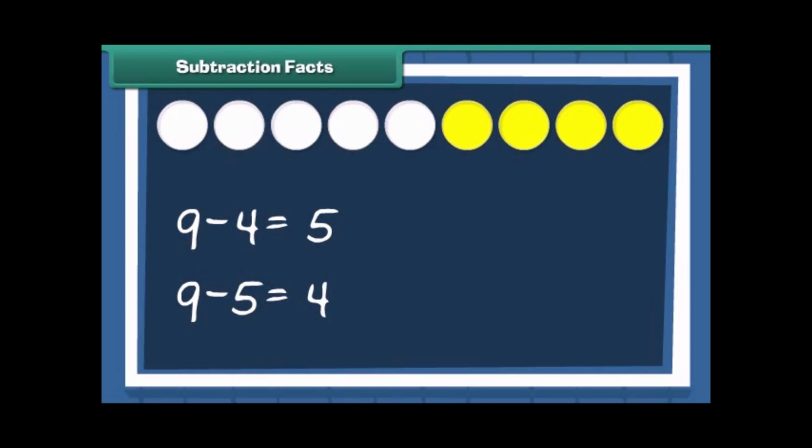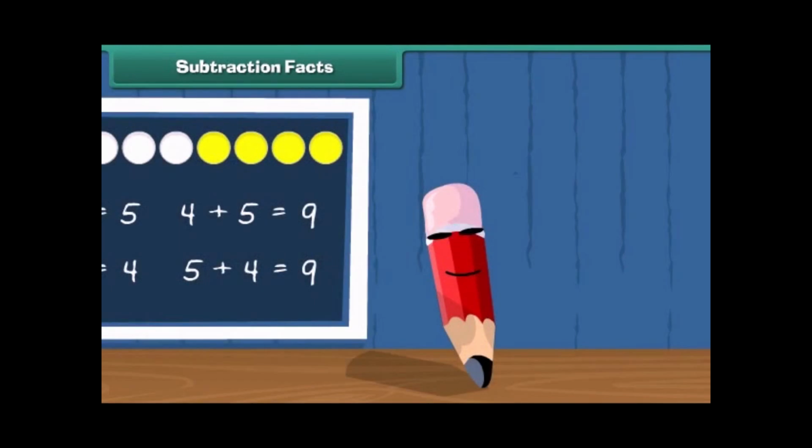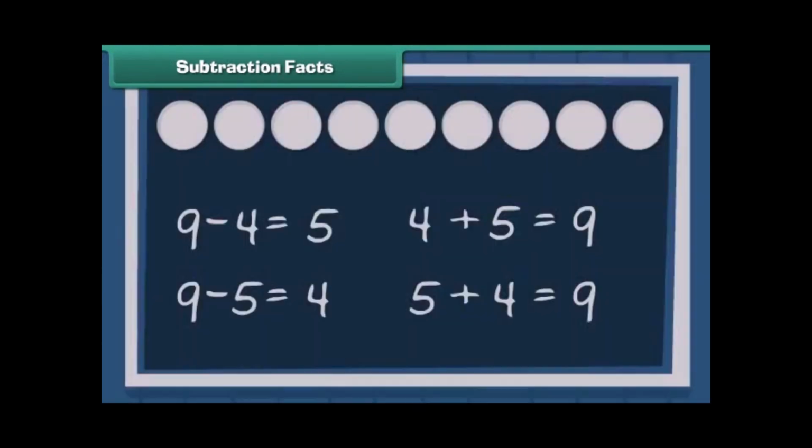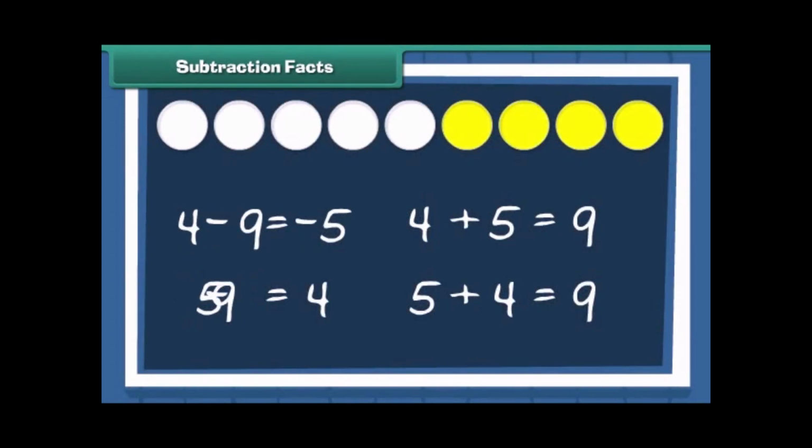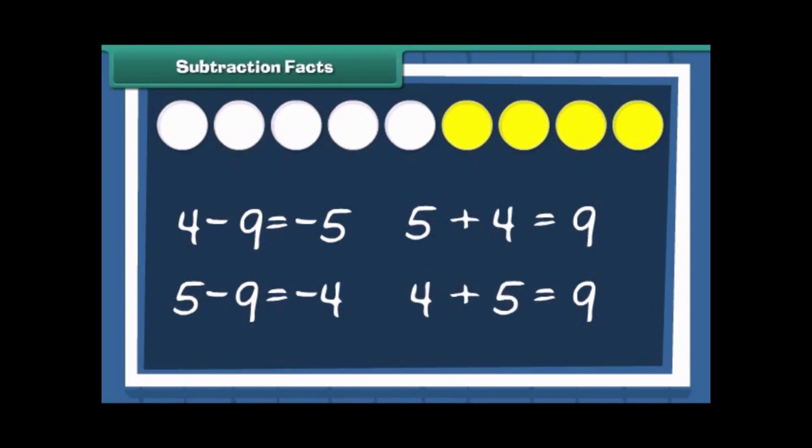Remember the addition fact we looked at a while ago? 4 plus 5 is equal to 9, and 5 plus 4 is equal to 9. Well, for every addition fact, there is a corresponding subtraction fact too. This shows that 3 numbers can be interchanged in addition or subtraction.